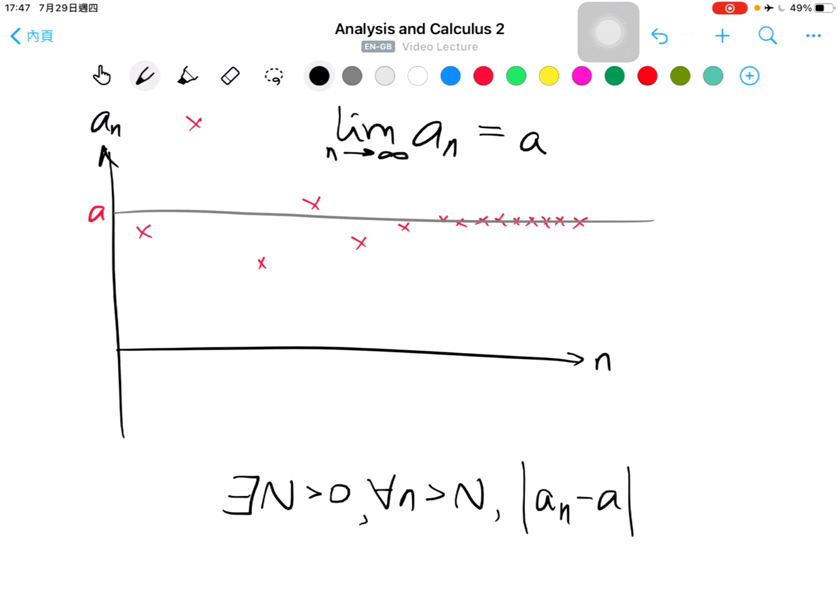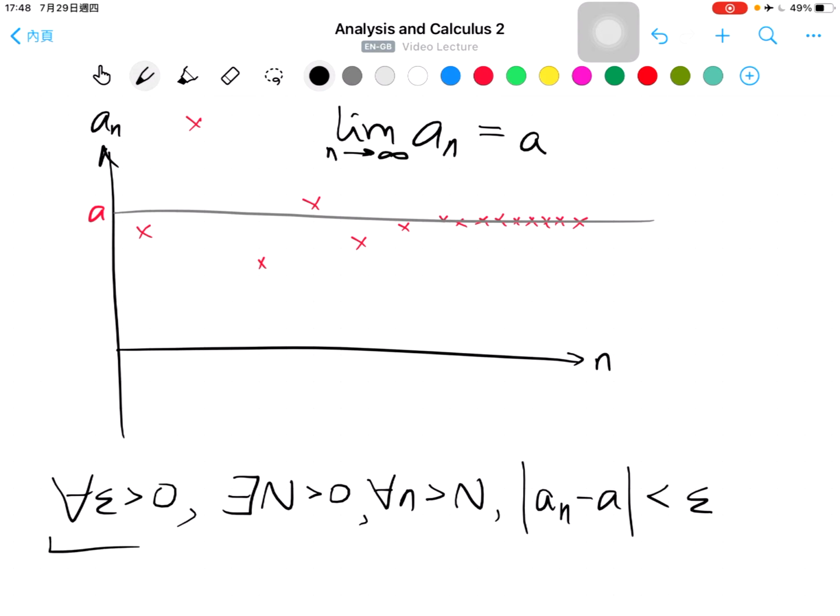No matter what positive number you give me, the distance is always smaller than the number you give me. All right? This is the formal definition of a limit of a sequence. Let's review.